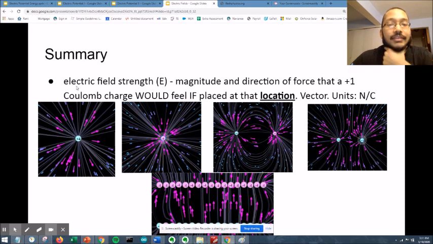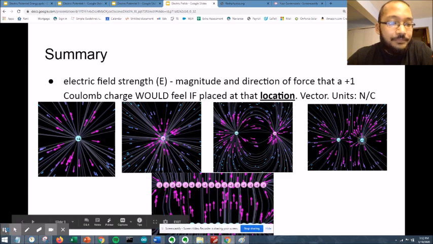In summary, the electric field strength is what a positive test charge would feel if it's at that location. Key idea though, there is no actual test charge there. You're just imagining it. And those are the common representations. This is my electric fields video. Hopefully it was helpful. Work out the practice and check out the solutions. That should help cement the ideas a little bit.